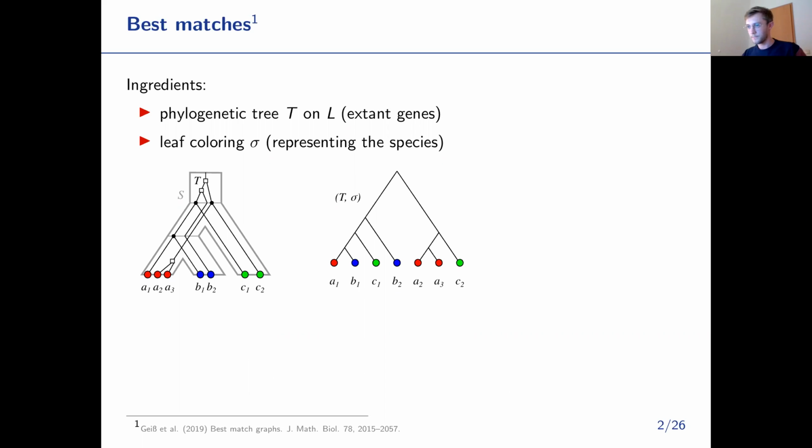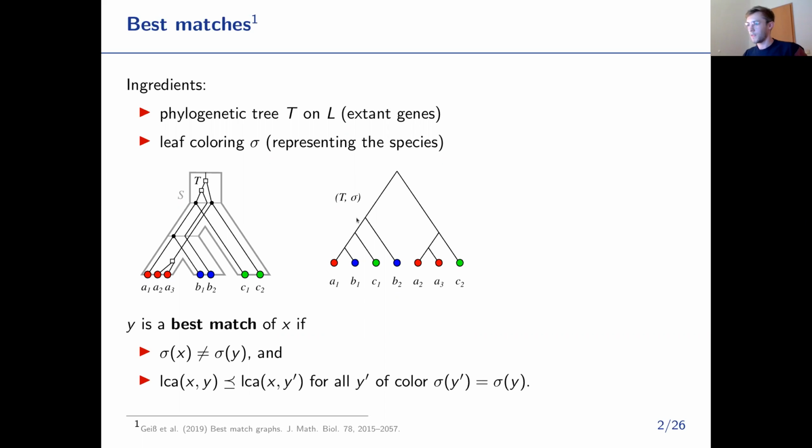So what are best matches? A best match of, let's say, gene A1 with respect to some other color, let's say the blue color, are those genes of the blue color that have the lowest last common ancestor, or LCA, with that gene. If we look at A1 and the blue genes, the best match in this case would be only B1, because the lowest LCA to any of the blue genes is this one here. In contrast, B2 has this one here as last common ancestor with A1. This here is strictly above this one, and therefore B2 is not a best match of A1.